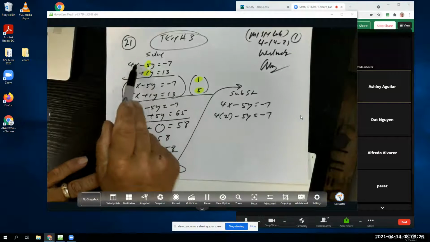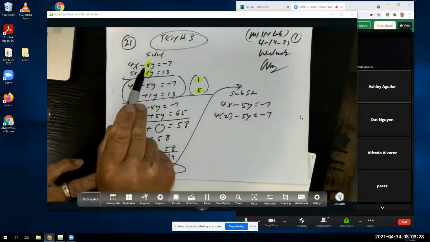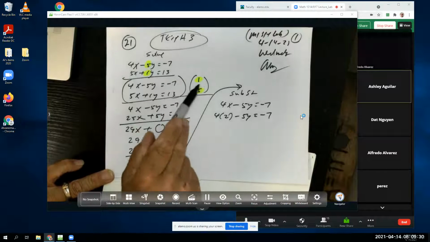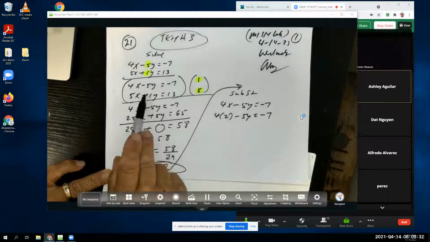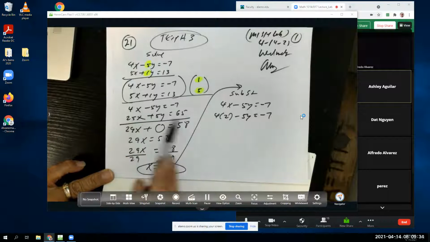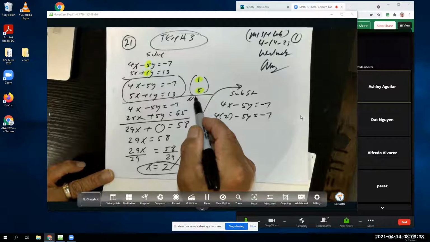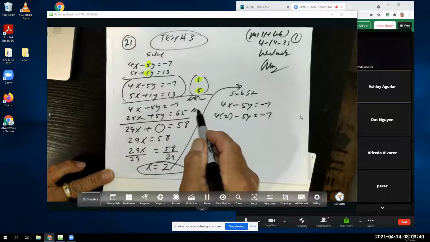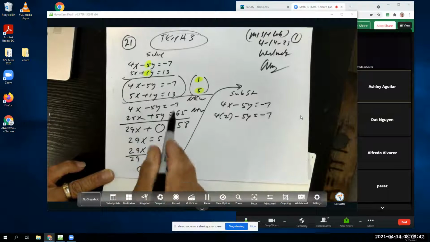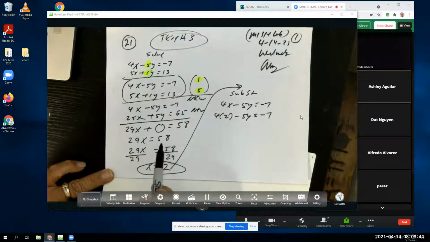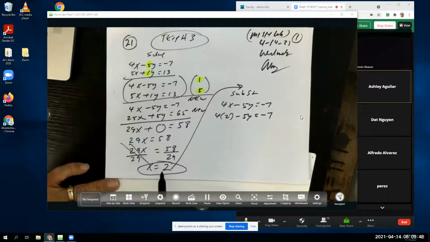So start out with the original problem. Whatever these numbers right here are, flip them. Everything by 1, everything by 5. The new ones are right here. So now, after you get that, you add them straight down. Once you get the new stuff right here, new and new, you just add them straight down. So 29x is 58, divided by 29, these are gone for sure. So I got x is 2.